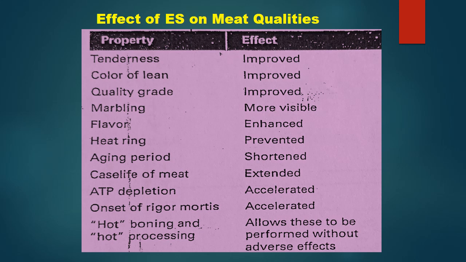The ATP depletion is highly accelerated. Onset of rigor mortis is highly accelerated, and it allows hot boning and hot processing. This is a modern practice for deboning of the carcass immediately after slaughter. So this is allowed due to early rigor mortis. We can easily practice the hot boning or hot processing. So these are the advantages, briefly in short, due to electrical stimulation.